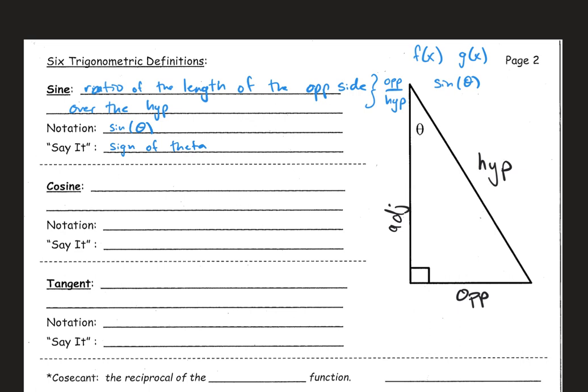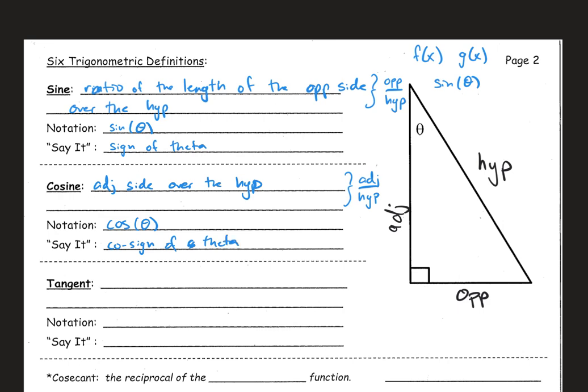Now cosine is the ratio of the lengths of the, I'm not going to write all that again, adjacent side over the hypotenuse. So again, you have a side over the hypotenuse. And its ratio looks like this. Adjacent over hypotenuse. Its notation is just COS. So cos. But you say it like cosine of theta.